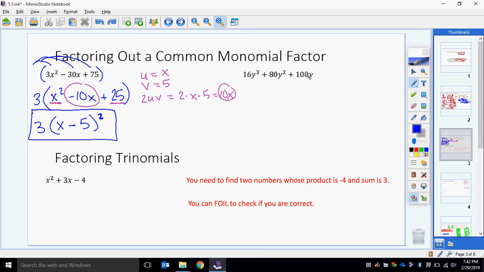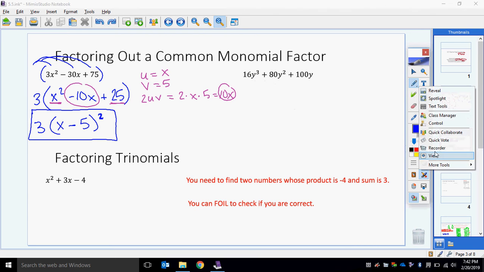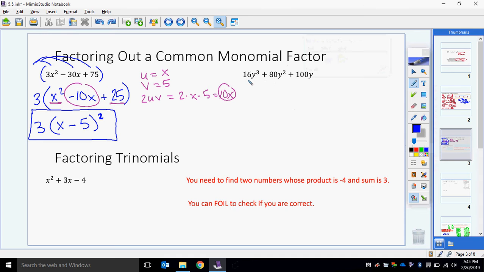There's no sense in putting the 3 back in when we've just taken it out. Over here, what could I take out of all 3 in this trinomial? I hope you recognize that 4 is a number that you could take out, and there's actually a y in everything, so you could take out of this 4y, and that would leave you with a 4y squared plus 20y plus 25.